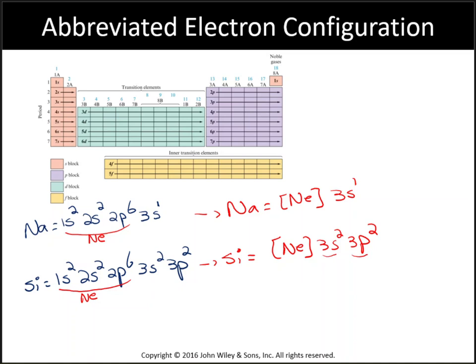So let's do another one. We want to write the abbreviated electron configuration for magnesium. To write the abbreviated electron configuration, you first find your element on the periodic table, and then you want to adopt the electron configuration of a noble gas that comes right before your element. So the noble gas that comes before magnesium is neon. Now, magnesium is in period 3. Magnesium is an S block element, and magnesium is the second element of the S block elements.